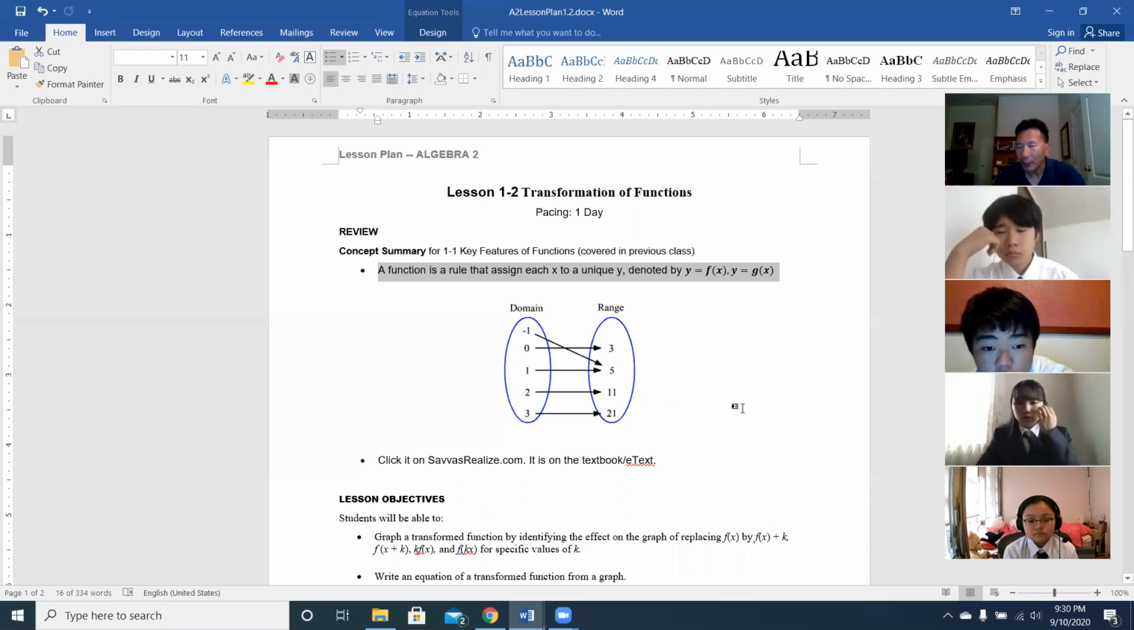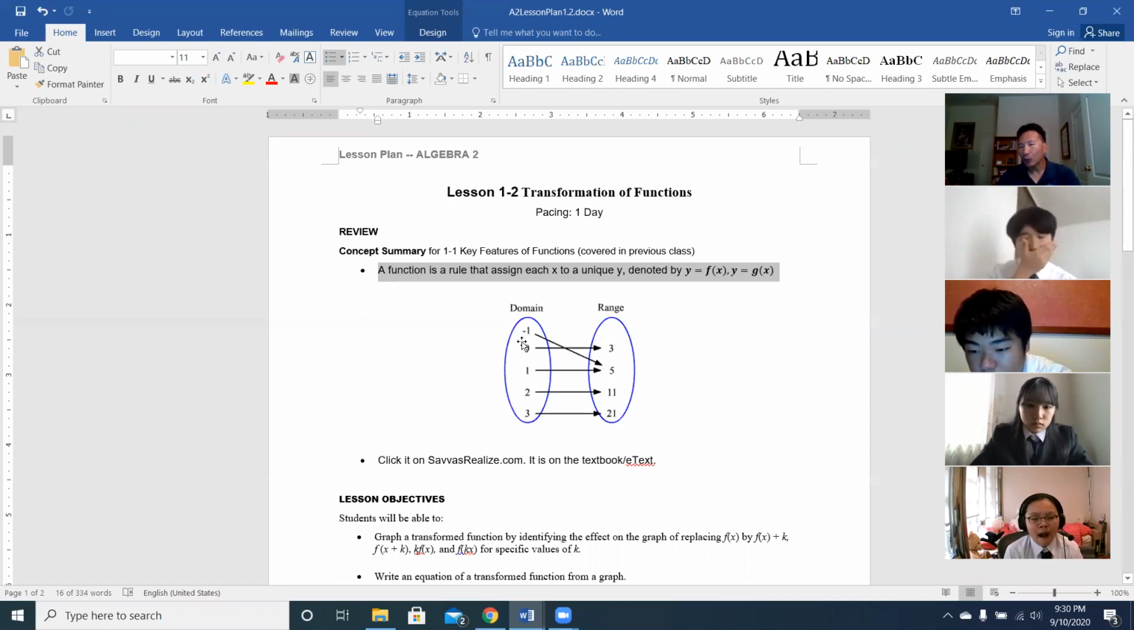I'll draw a diagram here. For each number, you assign only one y. 2, you assign 11. 3, you assign 21. So that's a function, because for each x, you can only assign one y.